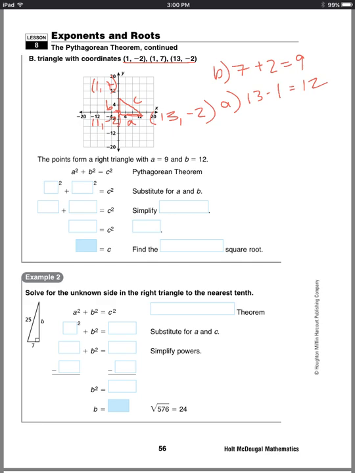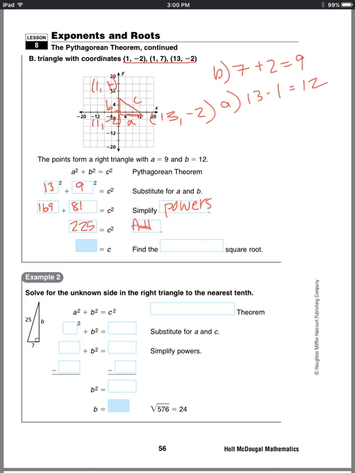A squared is 13, B squared is 9, then we're going to square root, and we're going to get 169 plus 81, so we're going to simplify our powers, and then we're going to add and get 225. So to get 225 we did adding.